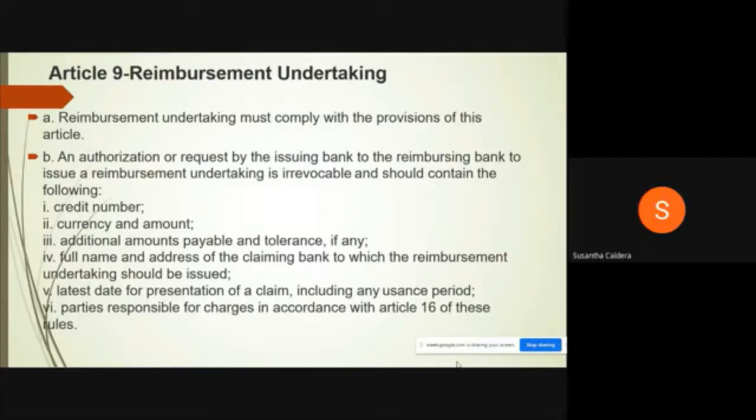When they issue the reimbursement undertaking, in other words, they are confirming that they have received a reimbursement authorization. Based on that, if you send me the claim, you pay. Right? So normally, in a reimbursement undertaking, these are the things it has to contain: credit number, currency and amount, additional amount payable, and tolerance, if any; full name and address of the claiming bank to which the reimbursement undertaking should be issued, and so on. All those things are there.